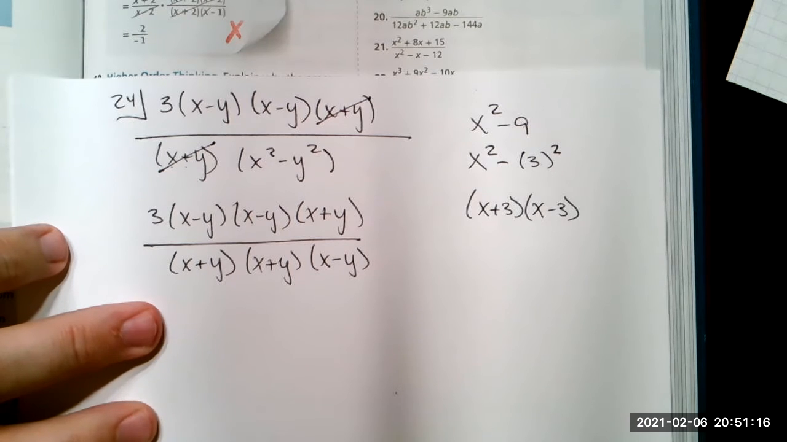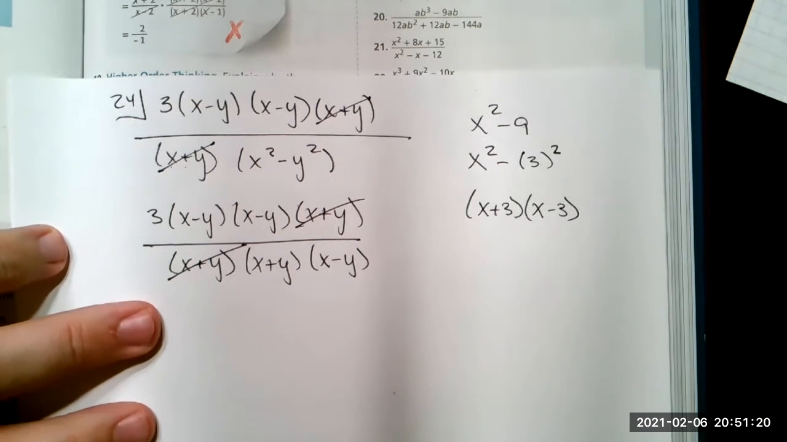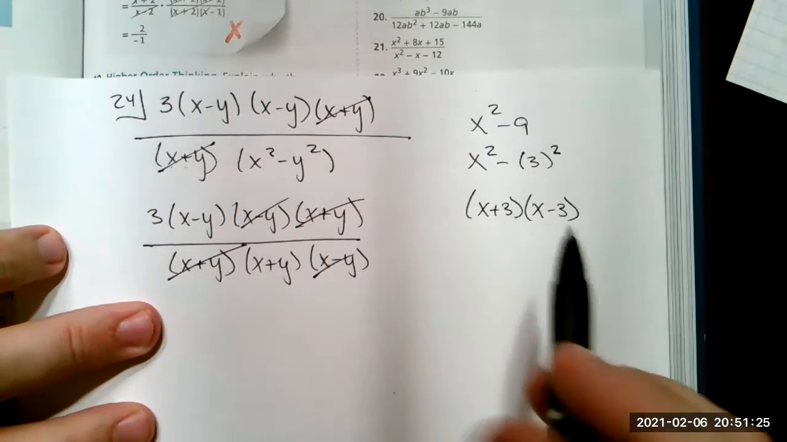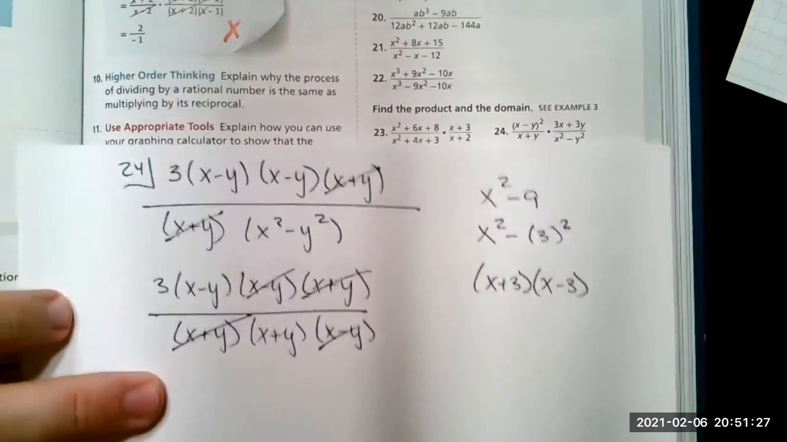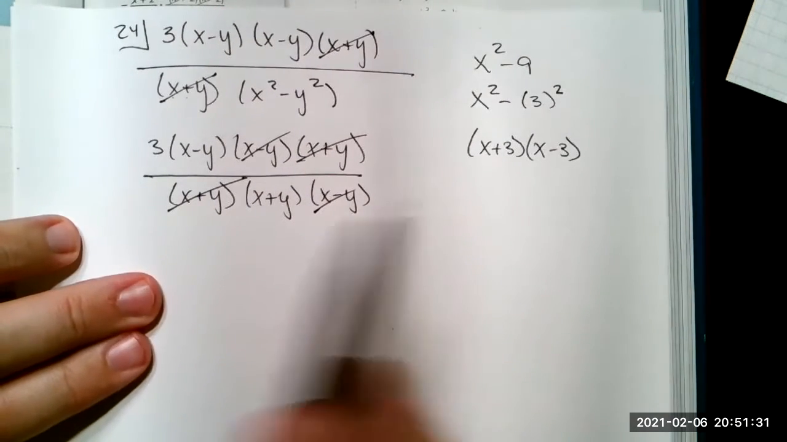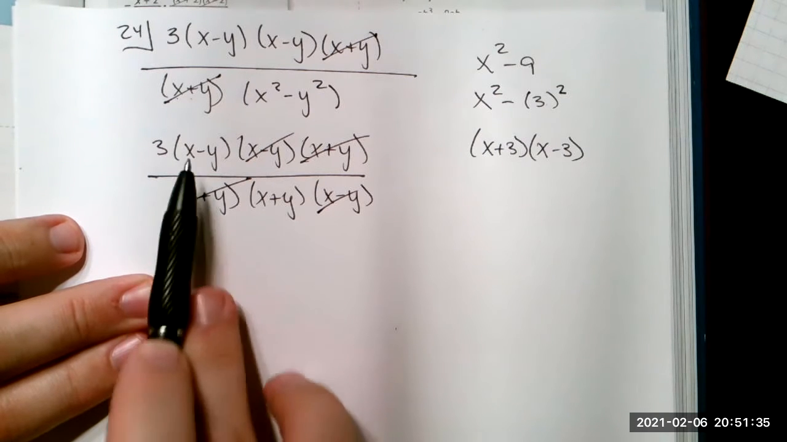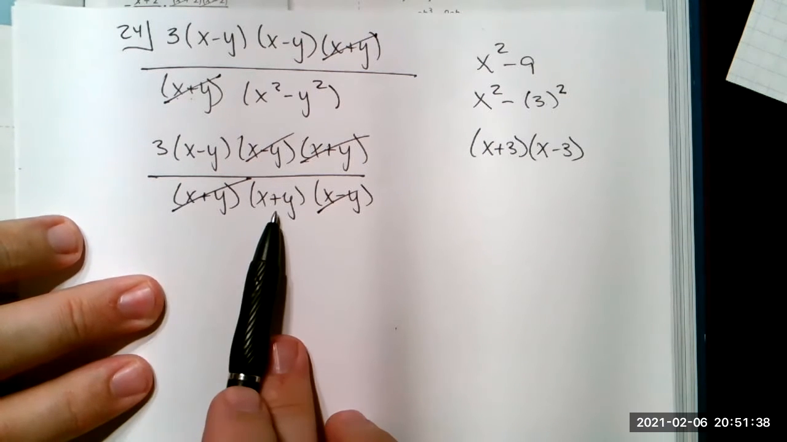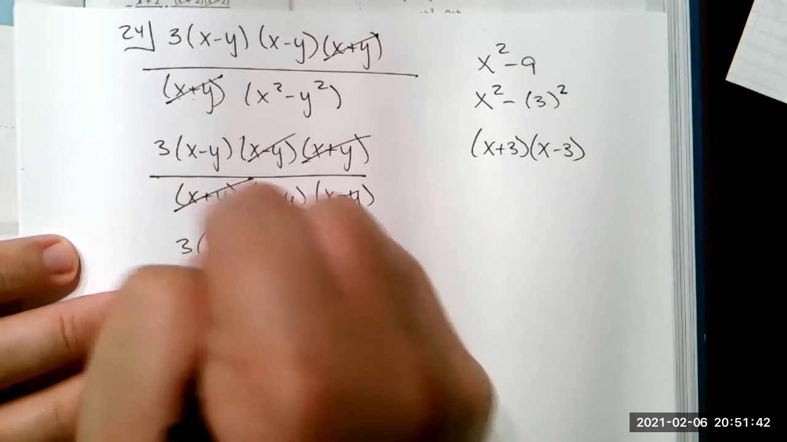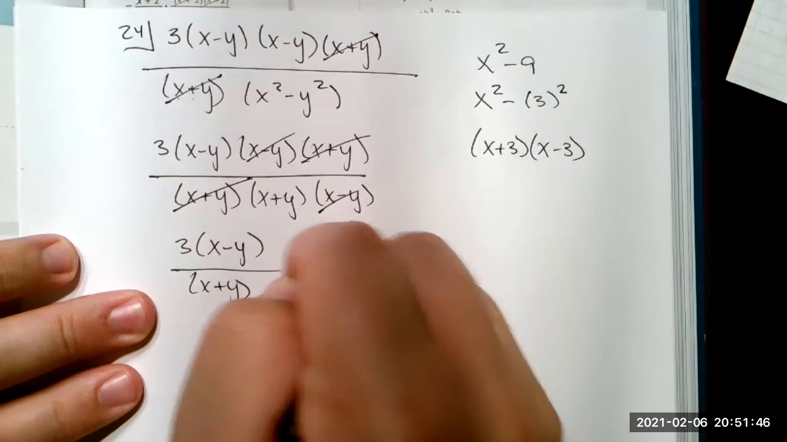So now let's go back through and cancel this stuff out. X plus y, x plus y, x minus y, x minus y. Let me make sure that I got all this junk, 24. Yep. And then nothing else can be canceled out. A 3 up top, no 3s down below, no factors of 3. An x minus y up top and an x plus y down below. So I've got 3 times x minus y, and then x plus y in my denominator.